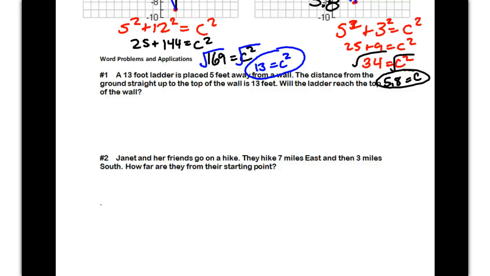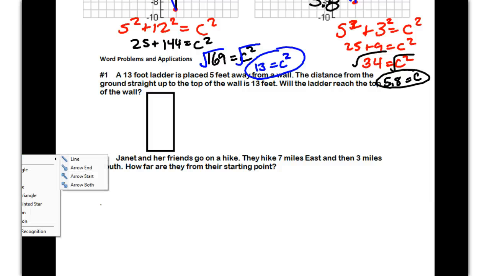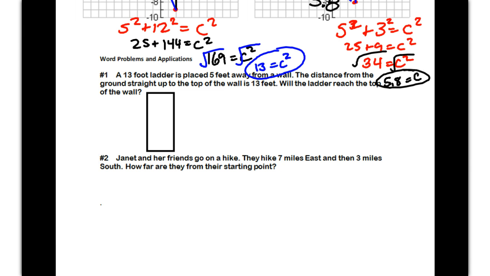So this one says, if a 13-foot ladder is placed 5 feet away from a wall, the distance from the ground straight up to the top of the wall is 13 feet. Will the ladder reach the top of the wall? So let's build a little picture here and see what's going on. Here we have a building, and then we have a ladder. If we put a ladder up along this building, you'll see these are pretty common types of problems. So we'll build this as our ladder here.